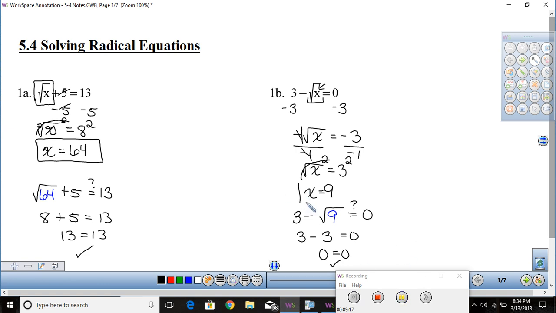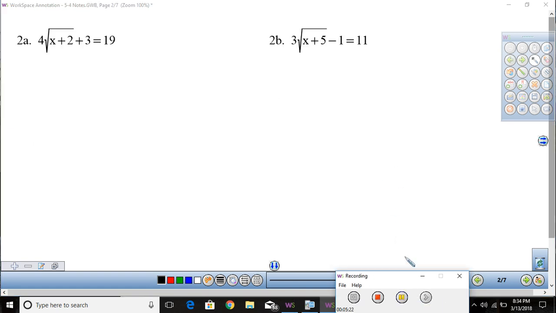X equals 9 is definitely not extraneous. So we're going to step it up just a notch, all right? So the thing that I'm wanting to get by itself, let's get our grouping symbol alone first. So that would be everything under the square root. So I notice that I am multiplying that group by 4, and I am adding 3.